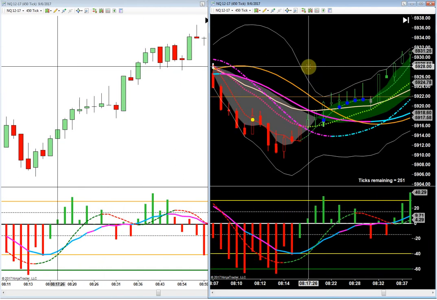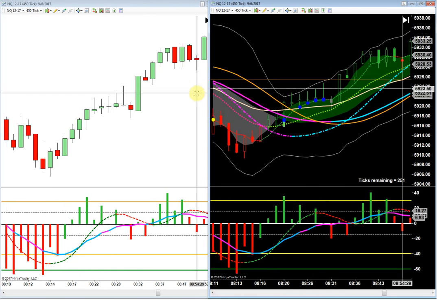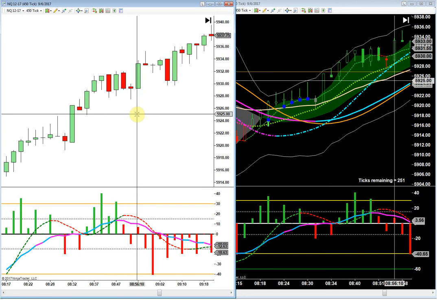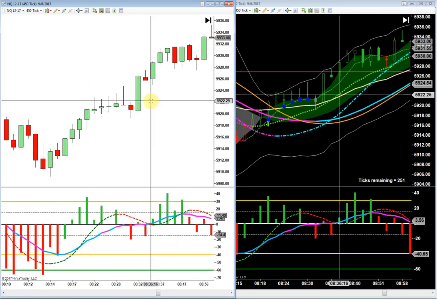So that's the video showing you the Boomerang setups here. You can refer to the first video for the setups on the white chart here.